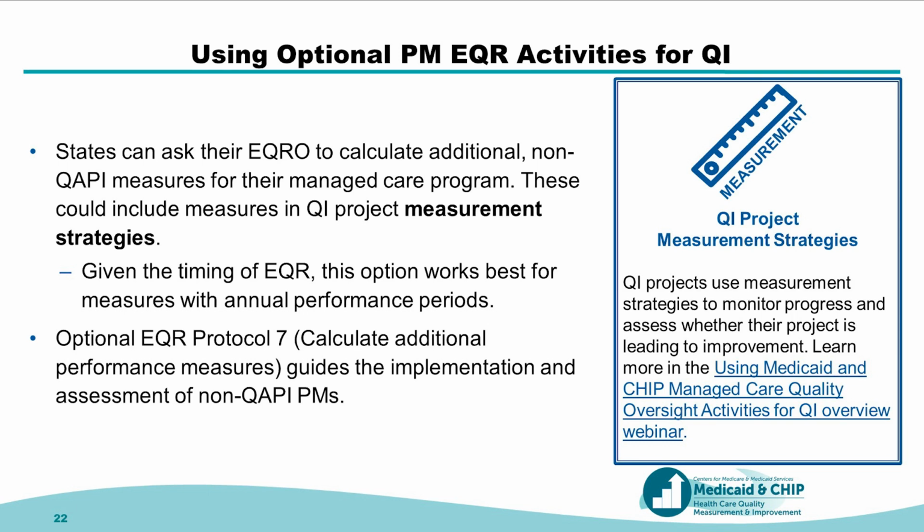Given the timing of EQR, this works best for measures with an annual performance period. By engaging your EQRO, you can reduce the burden on your quality improvement project staff, ensure the measures are calculated rigorously, and support the overall monitoring of your project's progress. States wishing to use this EQR activity can review Protocol 7 in the 2023 EQR protocols.